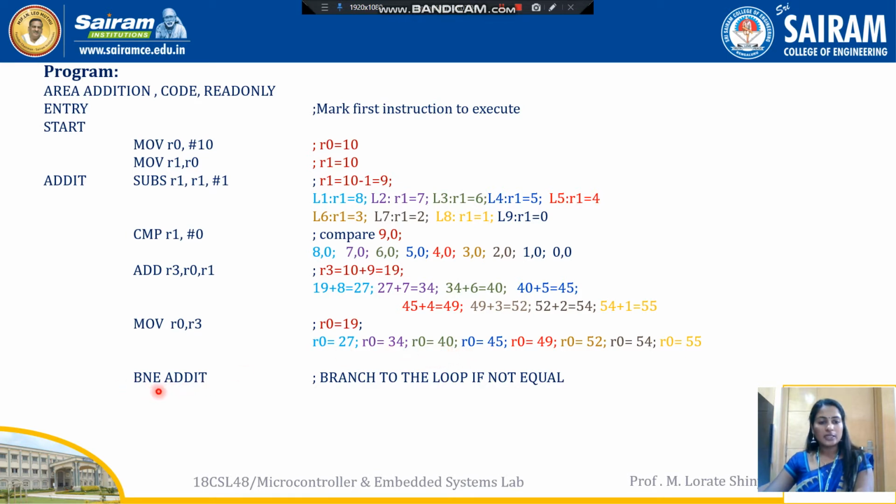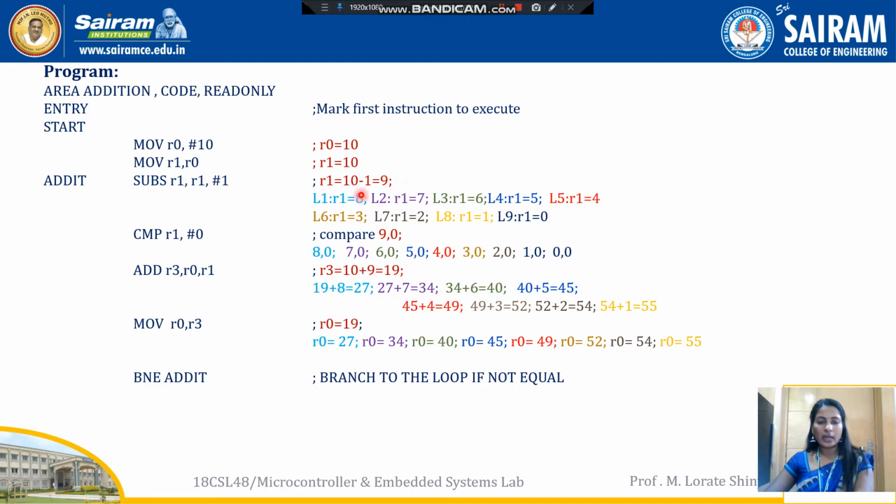This condition is still true. Again I will go back. I am subtracting. This time R1 is 5. I am comparing 5 comma 0 and I am adding R0 and R1. R0 is 40. R1 is 5. This time the result is 45. That moves to the R0 register. The condition is still true because we compared 5 and 0. So again I will go back.